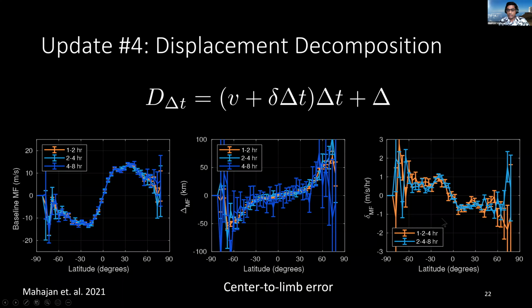And on the right panel is the quadratic term. This is like an acceleration term, which changes the flow profiles by a bit. This is around 0.3 meters per second per hour. So what it is saying is that for every hour of time lag that you increase between successive magnetograms, the meridional flow would decay by 0.3 meters per second.